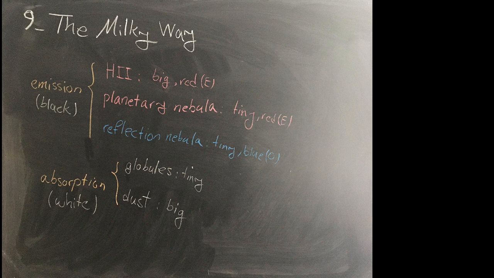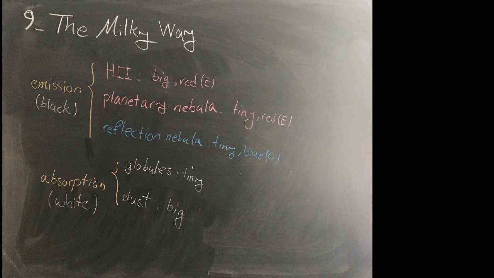What are these important features? We have emission features. They emit the light and they will be black in negative images. And we have absorption features. They absorb the light, they block the light, so they will be white in negative pictures.